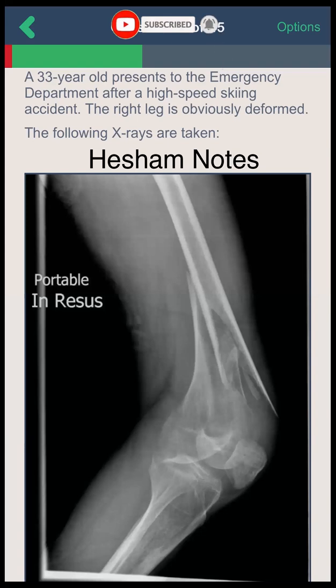Question number 20. A 33-year-old presents to the emergency department after a high-speed skiing accident. The right leg is obviously deformed. Following X-ray taken. Okay, you can see this picture.